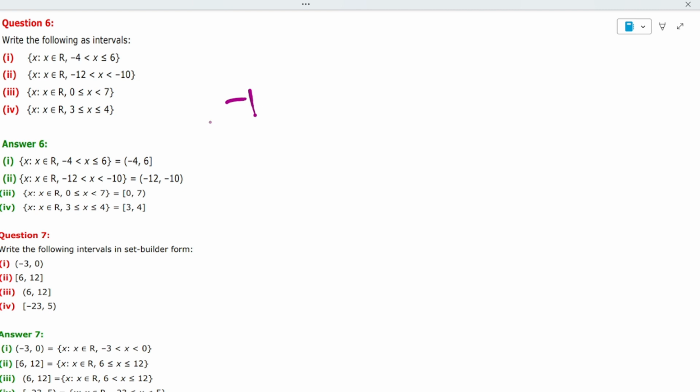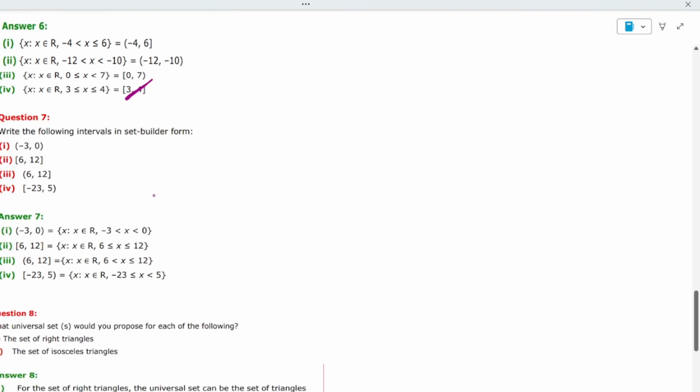Now let's see the third question. They have given us x is less than 7. You try to answer this. It is 0 to 7. We should take the numbers as they are given. Here it should be less than, so you write a parenthesis. Here it is equal to, so you write a square bracket. Here both are square brackets because it is greater than or equal to, and less than or equal to. So this is the answer.